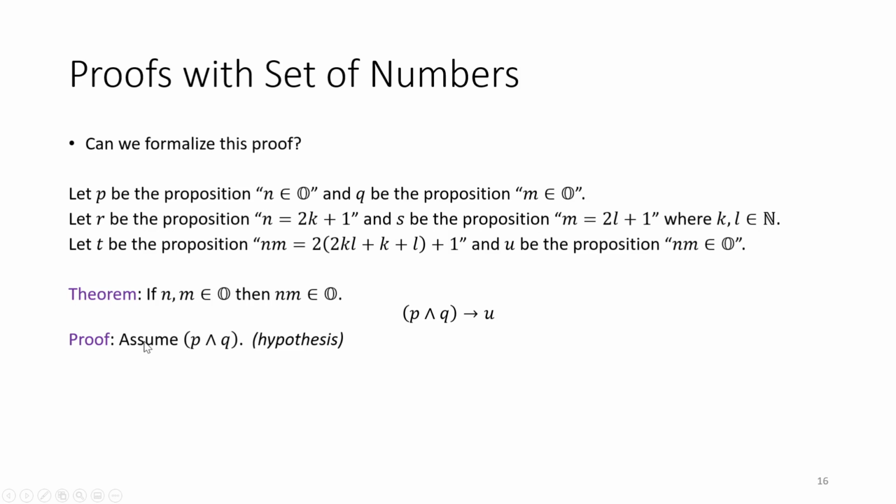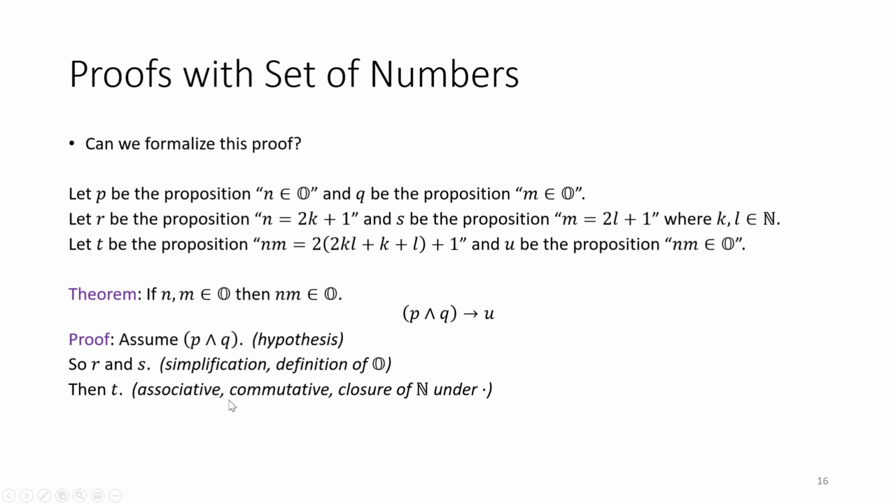So again, setting up our proof here, we'll assume our p and q. And then what did we do? We did simplification and then applying the definition of odd to get to r and s. This is our expression of what the odd number looks like. Then we do our algebra. Then we multiply them together to get to t. And remember, that's going to rely on some algebra stuff.